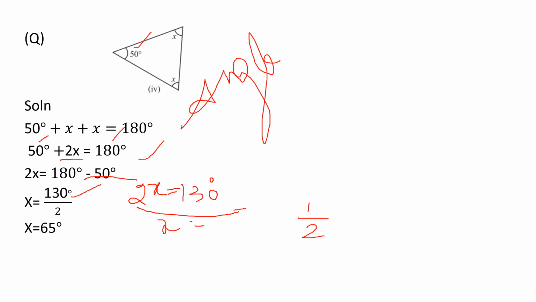So how are we writing this? When we are bringing 2x to the right hand side, 2x means what is the meaning? 2 into x. So when you bring the 2 to the right hand side, we'll write in the reciprocal. So it becomes 1 by 2. So 130 into 1, 130 by 2. Now 130 divided by 2, what are you getting? 65 degree.